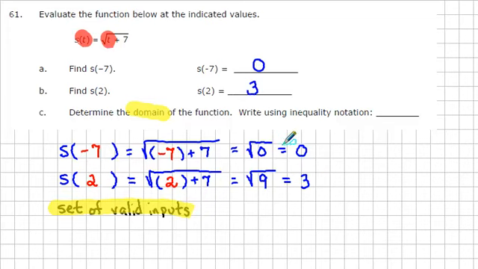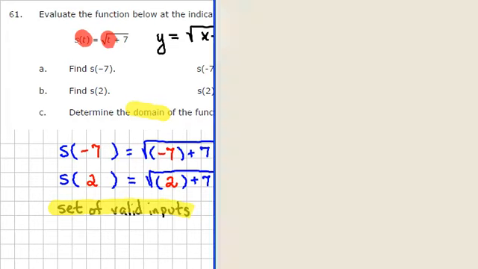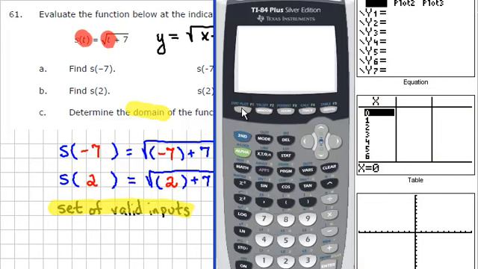So to illustrate this, let's use our calculator. On the calculator, for s of t, we'll use y, and for the t, we'll use x. So on the calculator, we'll investigate y is equal to the square root of x plus 7. First of all, go to y equals and enter the formula y is equal to the square root of x plus 7.